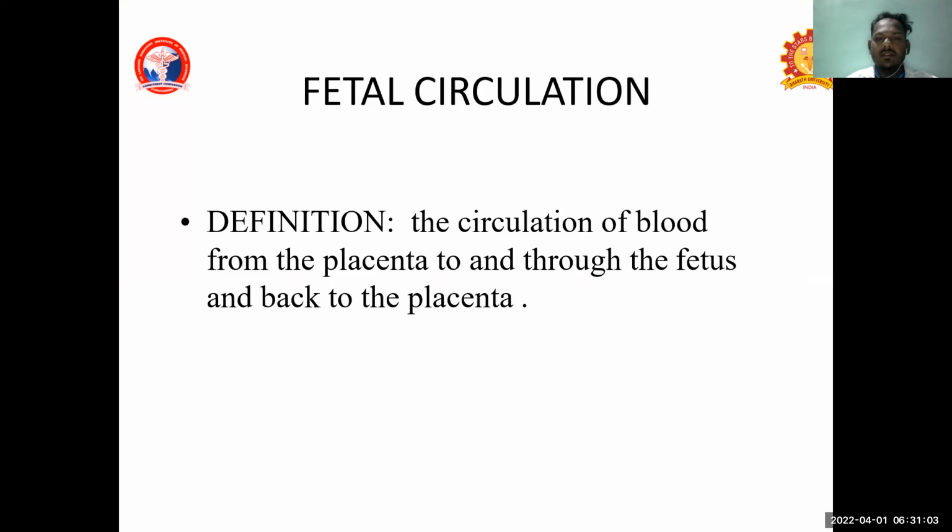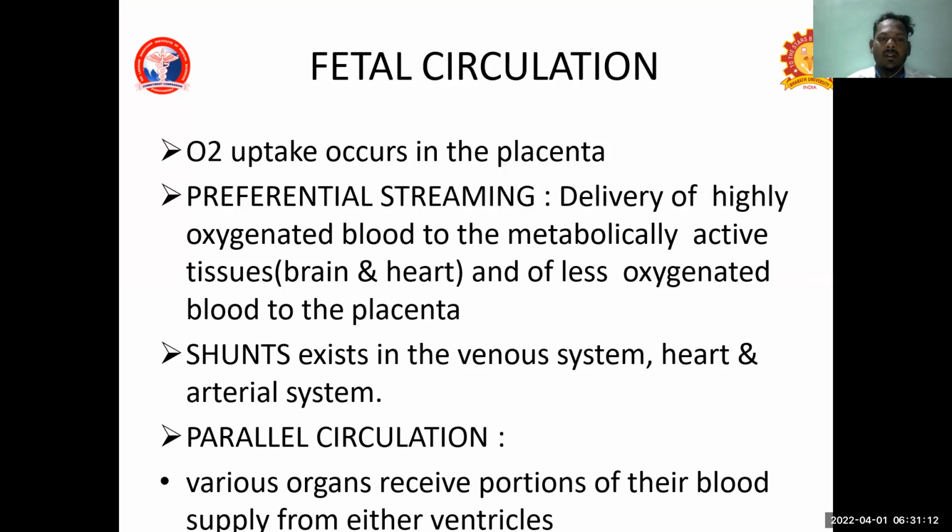So, the definition of the fetal circulation is circulation of blood from placenta to and through the fetus and back to the placenta. So here, O2 uptake occurs in the placenta. Okay, the preferential streaming: delivery of highly oxygenated blood to the metabolically active tissue, that is, brain and heart, and of less oxygenated blood to the placenta.